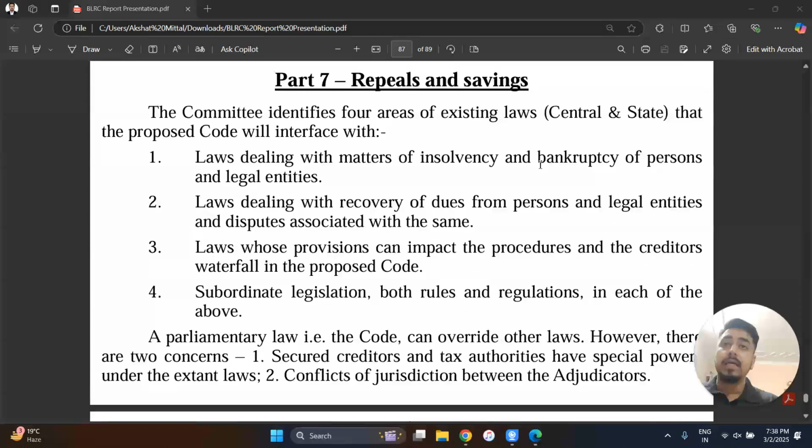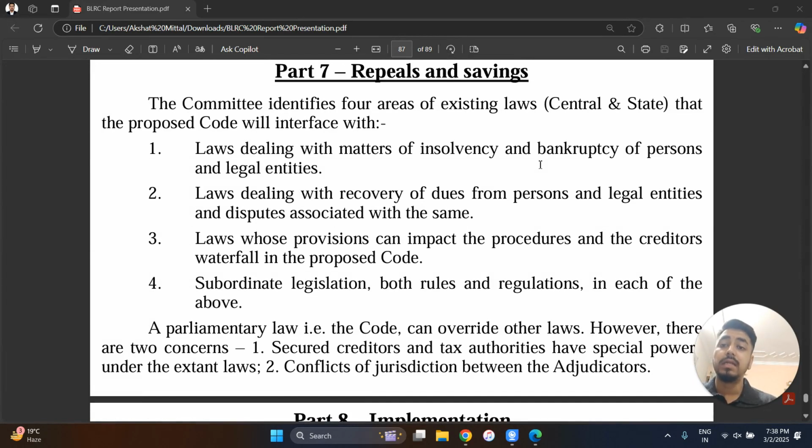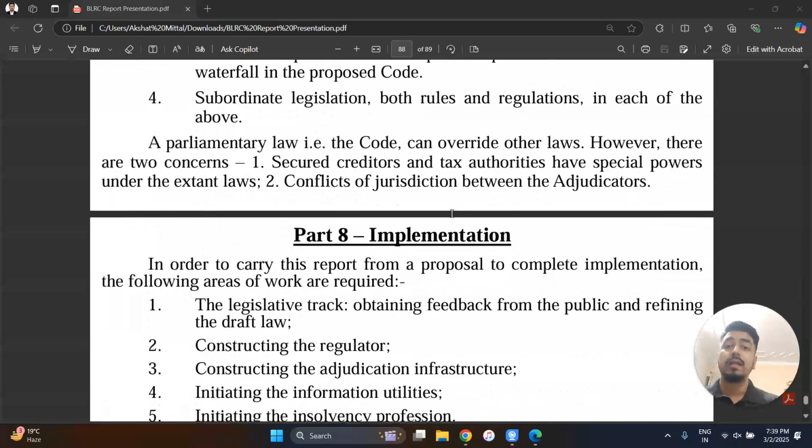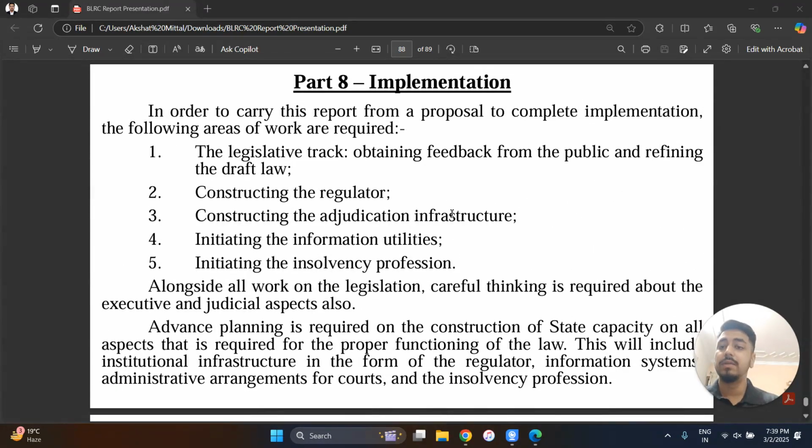And lastly, this committee has discussed what all legislation should be repealed by coming into force the IBC, and what all legislation should survive and can go hand in hand. For example, the SARFAESI legislation is still in force. However, SICA has been repealed, because SARFAESI legislation and IBC have very distinct procedures. SARFAESI is more focused on debt recovery, whereas the IBC is more focused on resolving an entity out of the state of insolvency. So here the committee has recommended the repeals and savings, and lastly, how to implement the recommendations given by the committee.